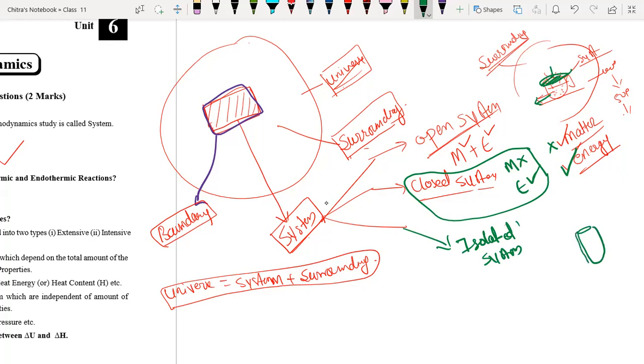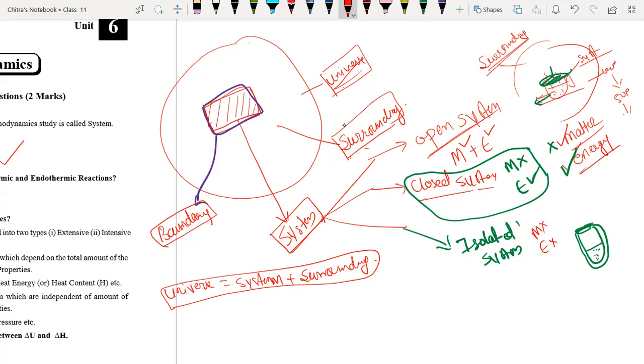You know thermos flask? Suppose you keep a cup of tea in it and observe after some time. Is the thermos flask going to exchange matter with the surrounding? No, sir. So matter will not exchange. And what about energy? Is it going to exchange energy? No. Because after some time, if you observe, the heat will remain there only.